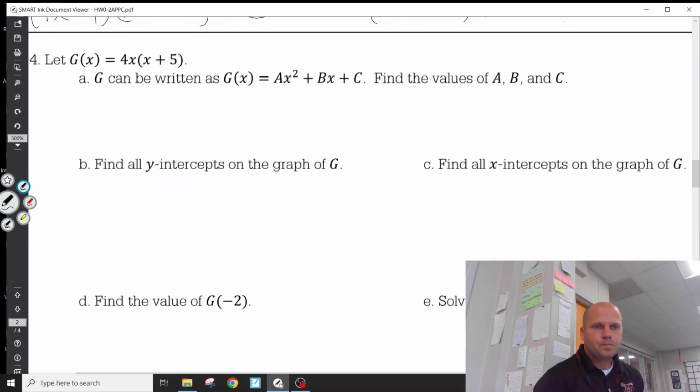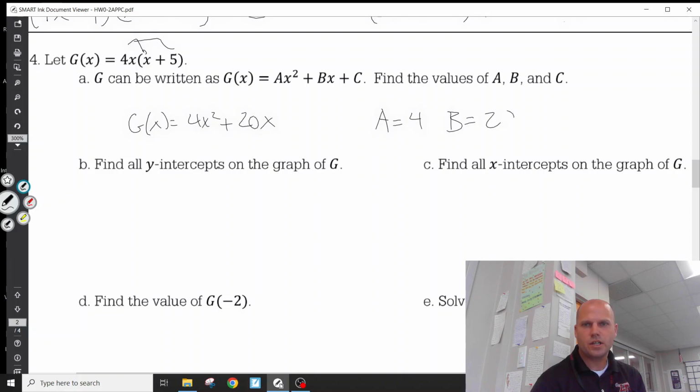All right, different types of questions, but really all the same. g of x can be written as ax squared plus bx plus c. Find the values of a, b, and c. They just want you to distribute. Okay, so a is 4, b is 20, c is 0. There's no c, it's plus 0.